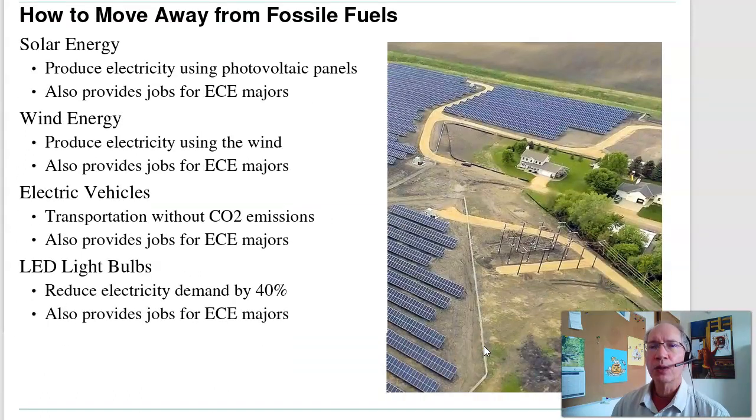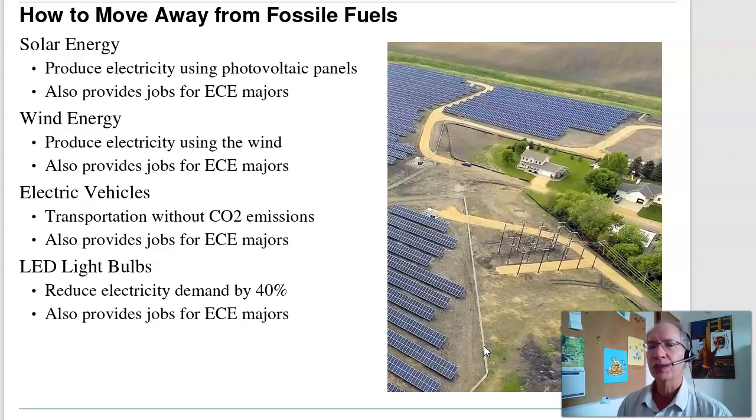In order to move away from fossil fuels, we've got to start embracing solar energy, producing energy using photovoltaic panels. And the nice thing about that is that it provides jobs for ECE majors and kind of saves the planet. But really, we get jobs. There's wind energy, which produces electricity using the wind and also provides jobs for ECE majors. There are electric vehicles, which give you transportation without CO2 emissions, and that provides jobs for ECE majors.